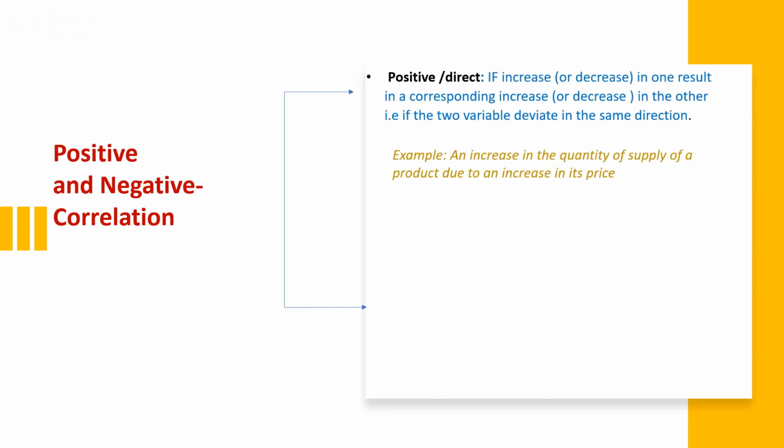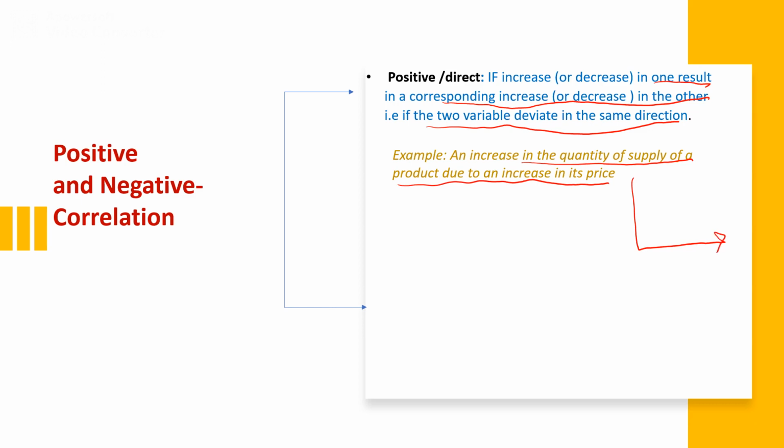Now, positive and negative correlation. Positive: if an increase or decrease in one results in a corresponding increase or decrease in the other, that is, the two variables deviate in the same direction. For example, an increase in the quantity supplied of a product due to an increase in its price. That is a positive correlation, meaning the direction of both variables is the same. Suppose x increases, then y also increases.